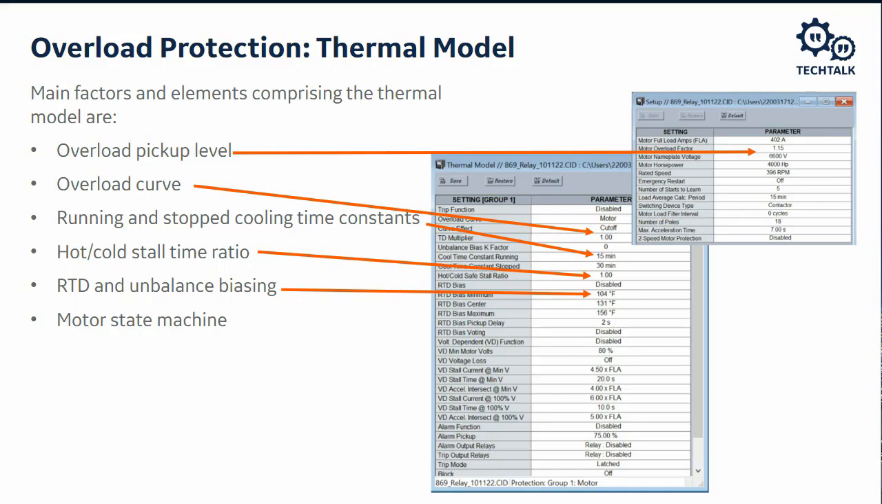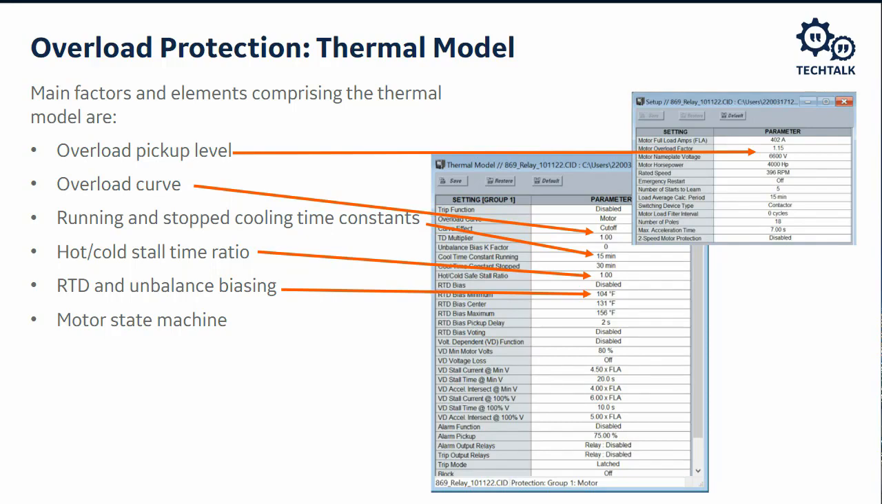And then something that's going to be very important, especially for these motors that we don't have a lot of good data on, is the RTD and unbalanced biasing, especially the RTD biasing, and I'll talk about that a little bit later. The RTD and the unbalanced biasing are both ways to bias the motor thermal model based on the measured temperature from the RTDs or the unbalance that is associated with the measured currents.